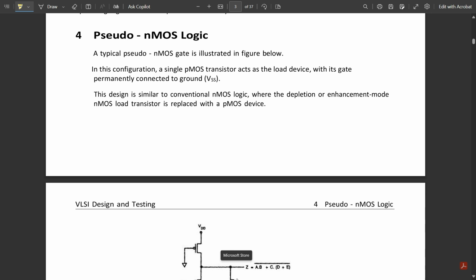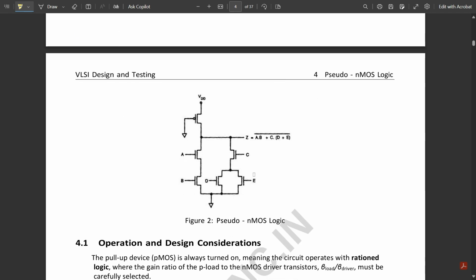I told you in my previous video that we have different types of circuits. One of them is pseudo NMOS logic. This is the next logic circuit under CMOS implementation. So what is this? Let us see. A typical pseudo NMOS gate is illustrated in the figure below. So this is that figure.